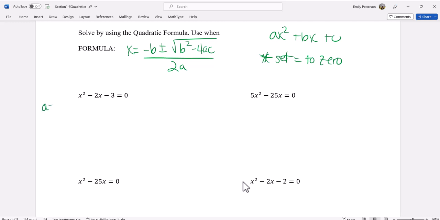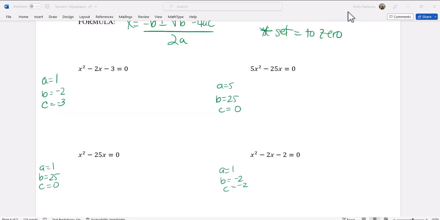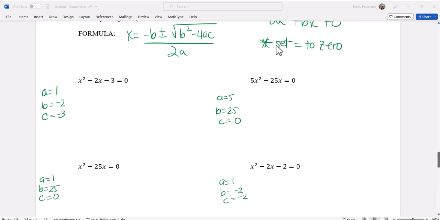A is always the coefficient of the variable squared. B is always the coefficient of x. And C is always the constant. So pause the video and do it for each one. So that should be what we have here first. Now when we look at this, we're simply going to place the values into the same quadratic formula. And I do expect you to memorize this because we're going to use this over and over and over again.